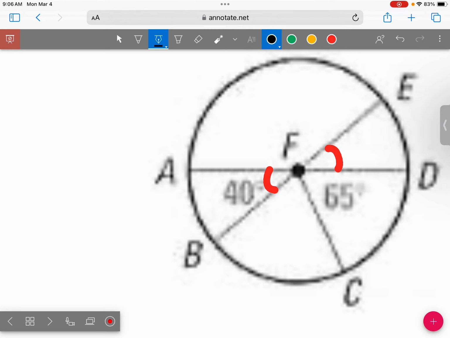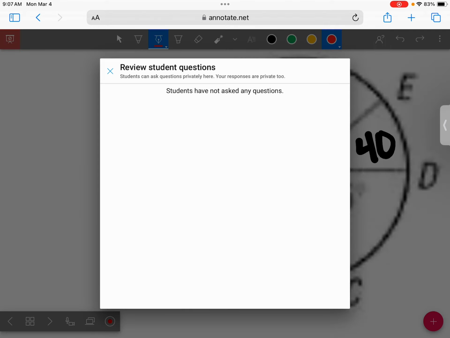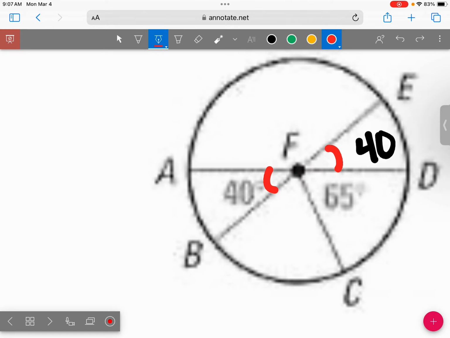That means you can put a 40 right here. Go ahead and put a 40 right here. To me, it reminds me of a bow tie. If you see these bow tie angles where they look like they're opposite of each other, they're vertical, which means that they're congruent.